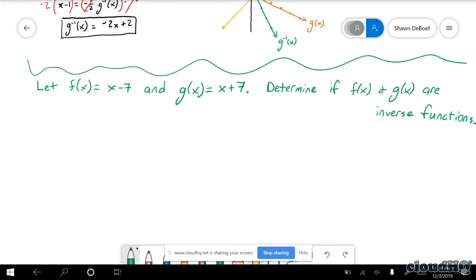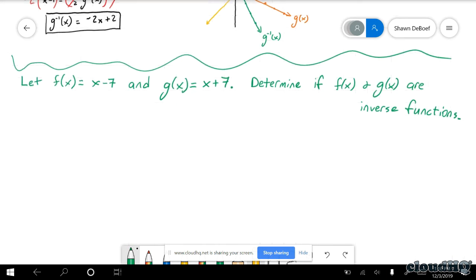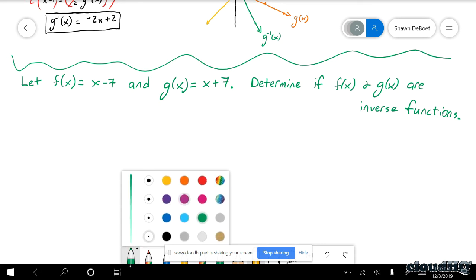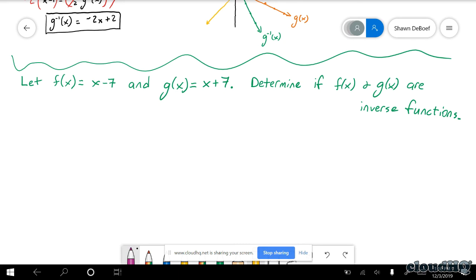To do this, I could do two different problems. I could find the inverse of f of x, and I could find the inverse of g of x, and see if they're each other. That is an option. But what we could also do is incorporate the composition of functions that we just learned about in the last section. If I plug one of the functions into the other, they should undo each other. So there's a test we can use for this. It doesn't have a name. You can give it your own name, I guess.